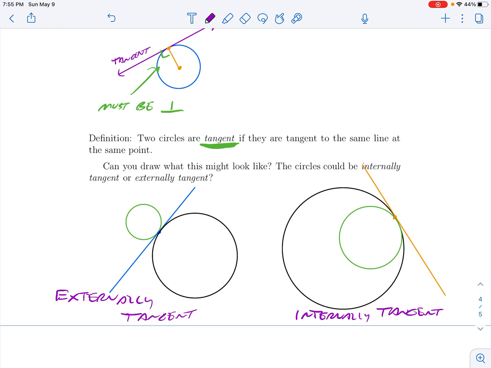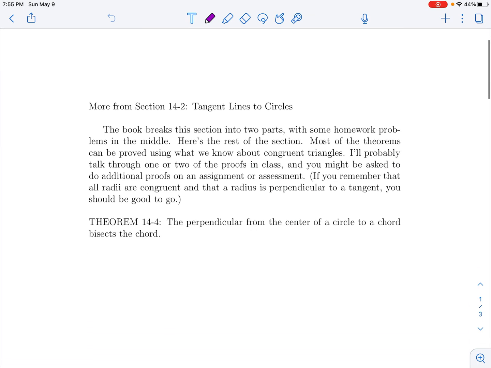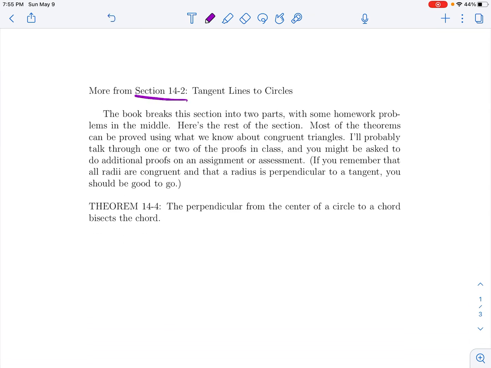So this was mostly vocabulary in this first part. Now, if we switch to the second part, so we'll just call this more from section 14.2. So I'm not going to go through all of the proofs here. Some of them I'll talk through, some of them will actually be left as exercises.